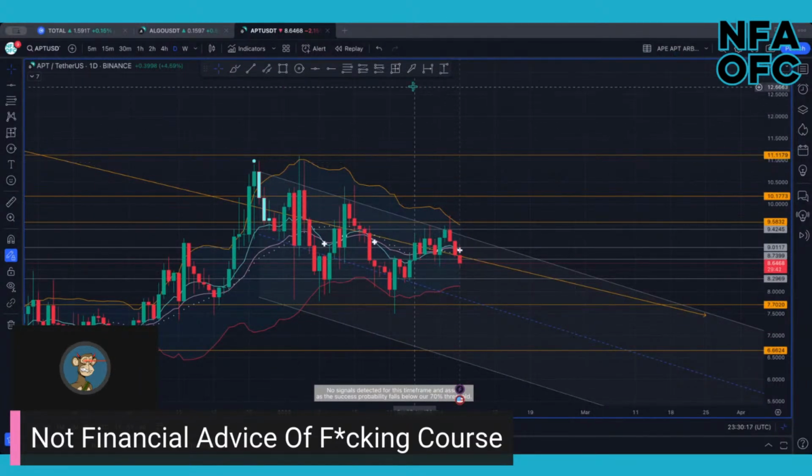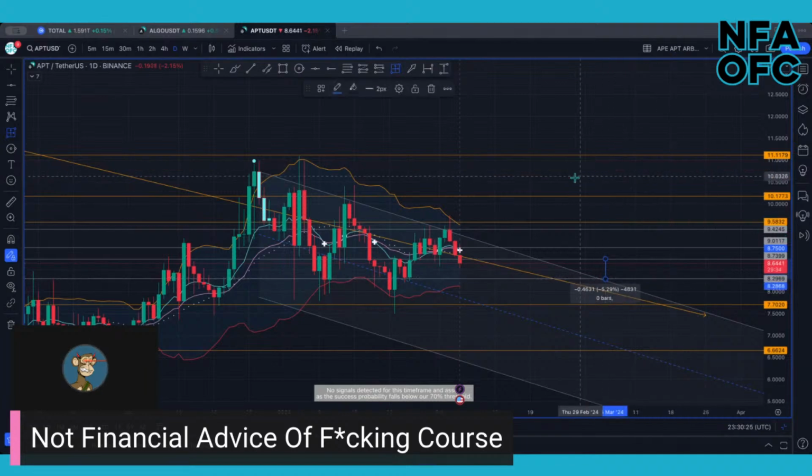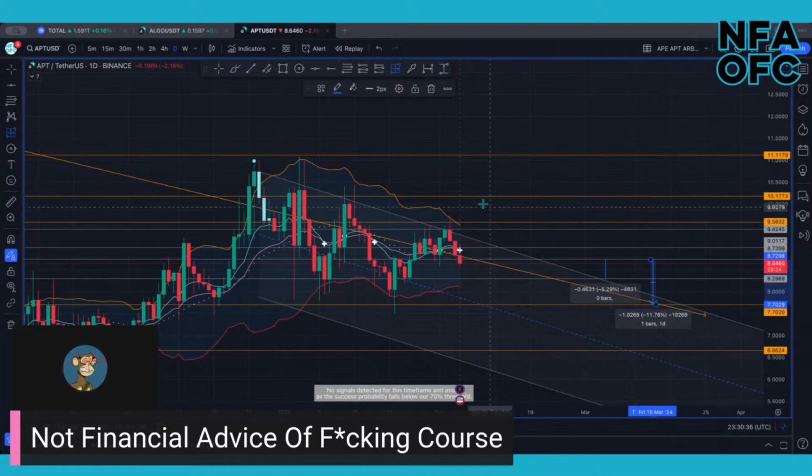Just out of curiosity of what those lines are, I'll go from daily to daily. There's a quick 5% short, most likely. And then if you did make it down to the weekly resistance support, you'd be looking at 11.6.